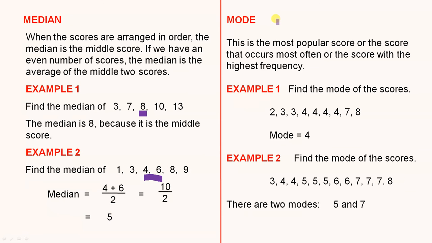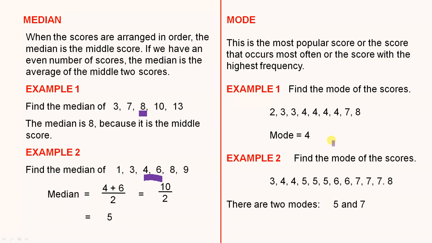The mode. This is the most popular score, or the score that occurs most often, or the score with the highest frequency. So let's look at an example here. Find the mode of the scores, which is this set here. We can see that the mode is 4 because it occurs the most often. It actually occurs 4 times. That's why it is the mode.